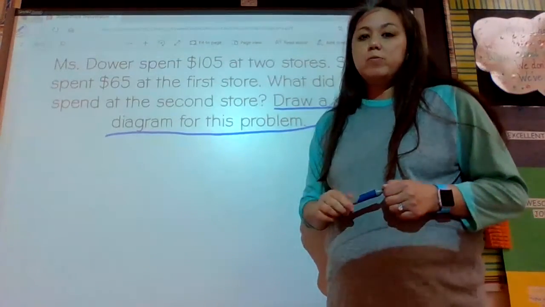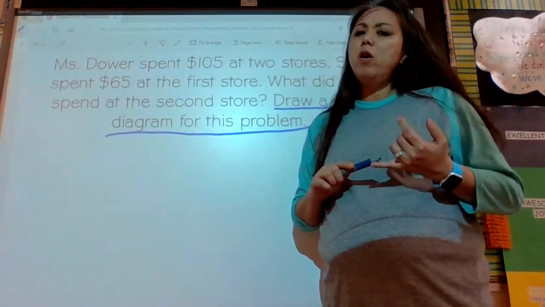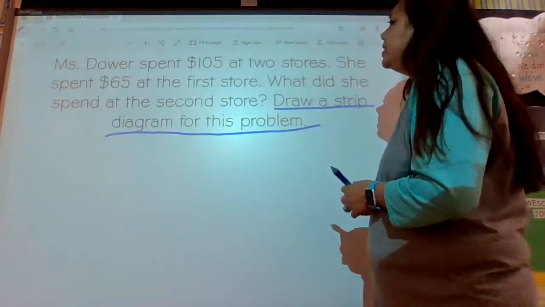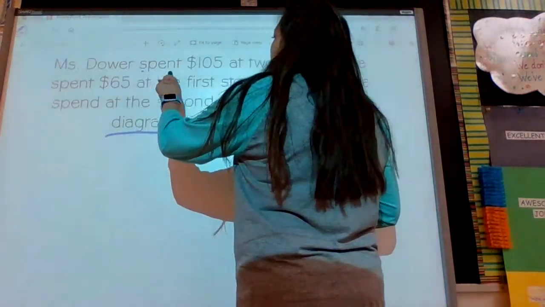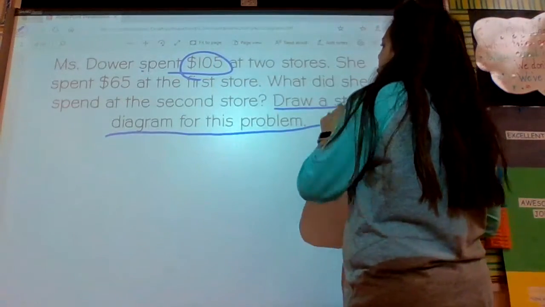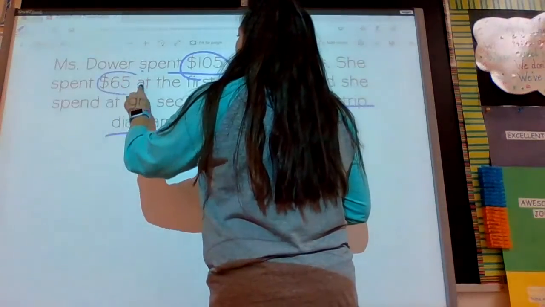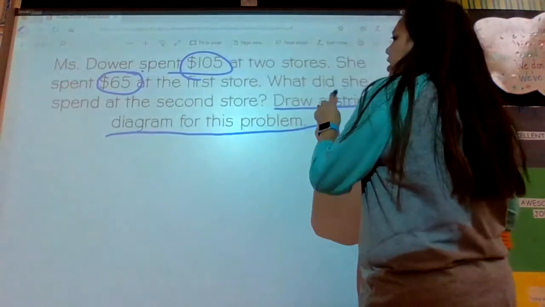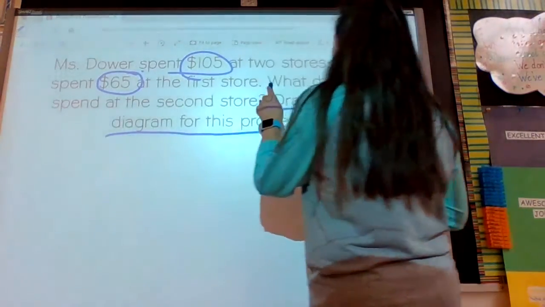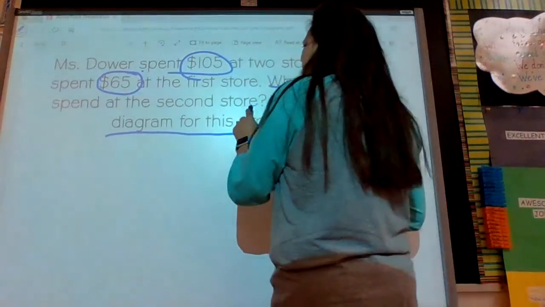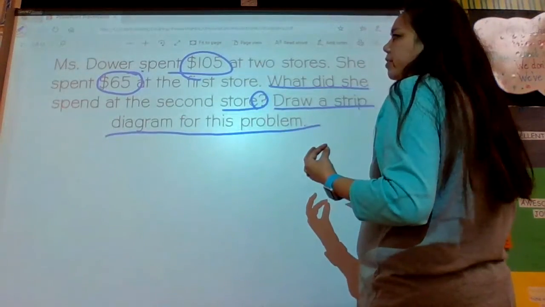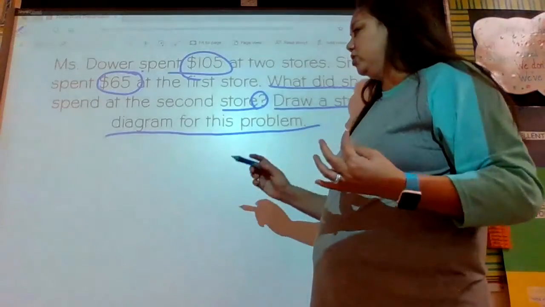When you're drawing strip diagrams, try to see, do I know the whole or am I looking for the whole? The whole is the total. Well, let me see what it says here. She spent $105. Part of that was $65. And we don't know what the second part is. What did she spend at the second store? So here's that question. We don't know. So do we have the whole here? We know how much money she spent total.